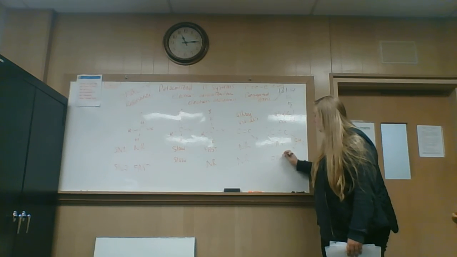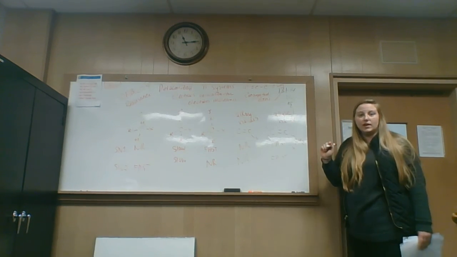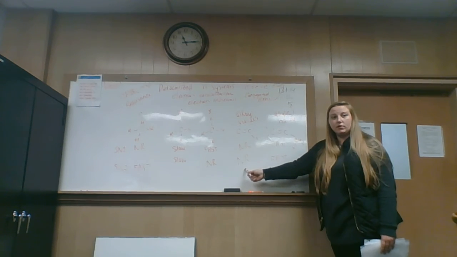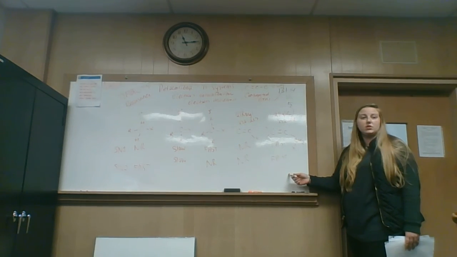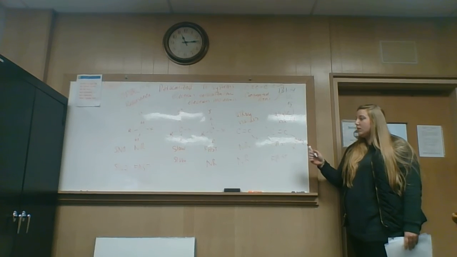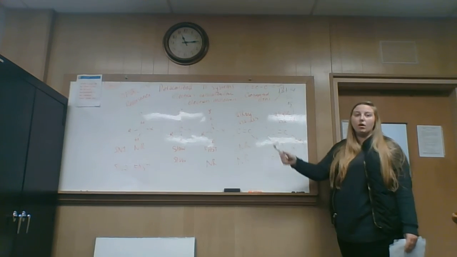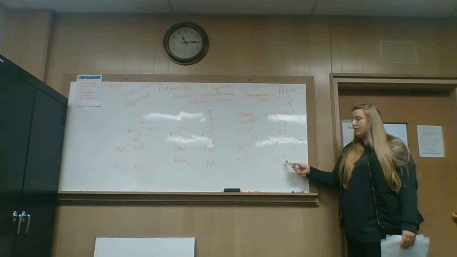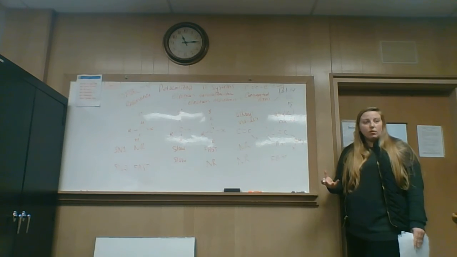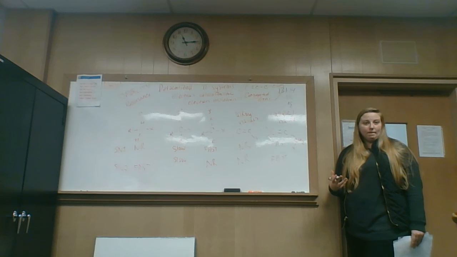So the first three columns are review from 6 and 7. This is coming from chapter 13. This is coming from this chapter. So he could ask you a question about SN1 mechanisms for any of these molecules, and you should know whether it's going to react quickly, react slowly, or not react at all.